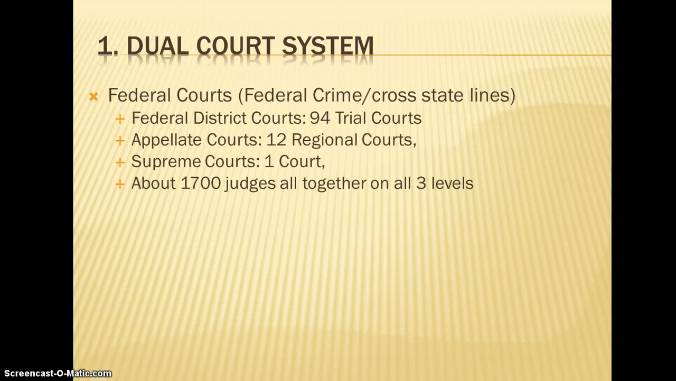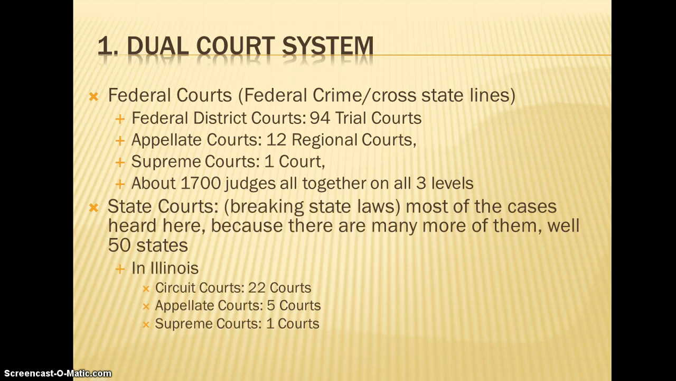But again, this is the dual court system. We talked about the federal court. Let's take a peek at the state courts. That's when you break a state law. Considering we have 50 states, and many states have different laws, most of the cases are heard at this level, because there are many more of them, obviously. In Illinois, at least, we have 22 circuit courts, which is basically the same thing as the district courts in the federal part. Every court case starts at the circuit court. Then there are appellate courts and one state Supreme Court. One difference between Illinois and the federal court systems: in Illinois, all the judges are elected.